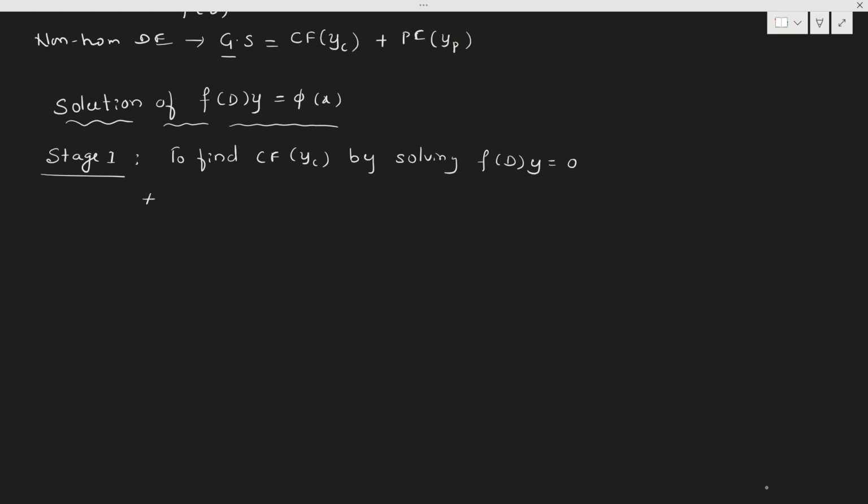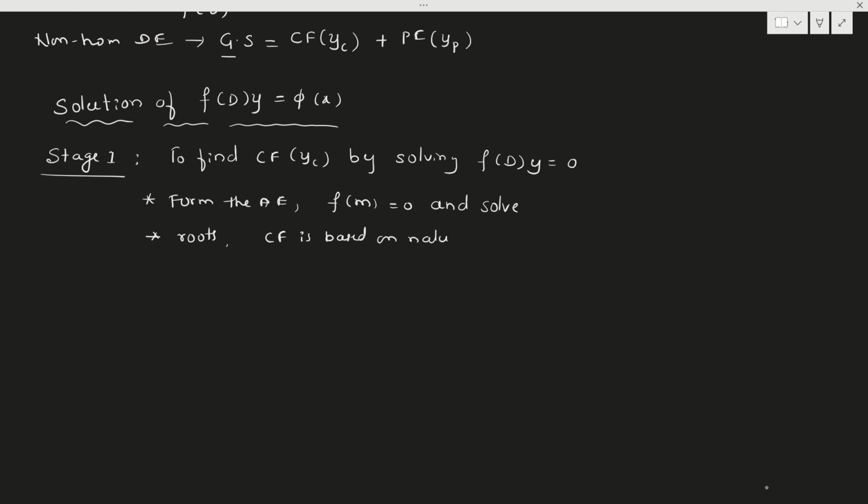What is the first step? Form the auxiliary equation. What is that? Auxiliary equation: replace D by m. That is f(m) equal to 0, and we will solve. What will you get? We will get the roots. The CF is based on the nature of roots.